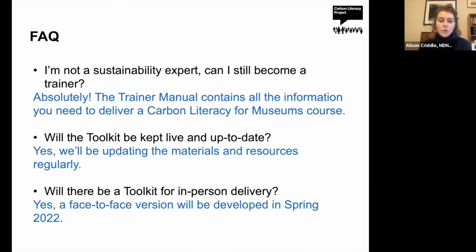And will there be a toolkit for in-person delivery? Yes, watch this space. There's going to be a face-to-face version that we will be developing later on in the spring of this year. So as the world begins to open up, we'll be ensuring that we can adapt and continue to create the toolkit in a way that suits us being in a face-to-face environment as well. So I will hand you back to Jack now, who's going to walk us through some of the toolkit pathways.